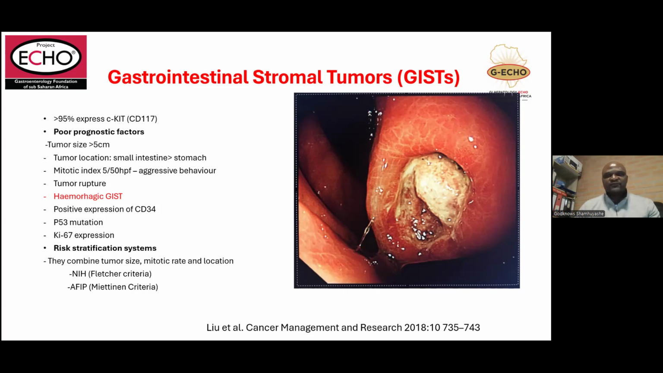So in terms of risk stratification, they combine the tumor size, mitotic rate, and location. They use the Fletcher criteria and the Miettinen criteria.